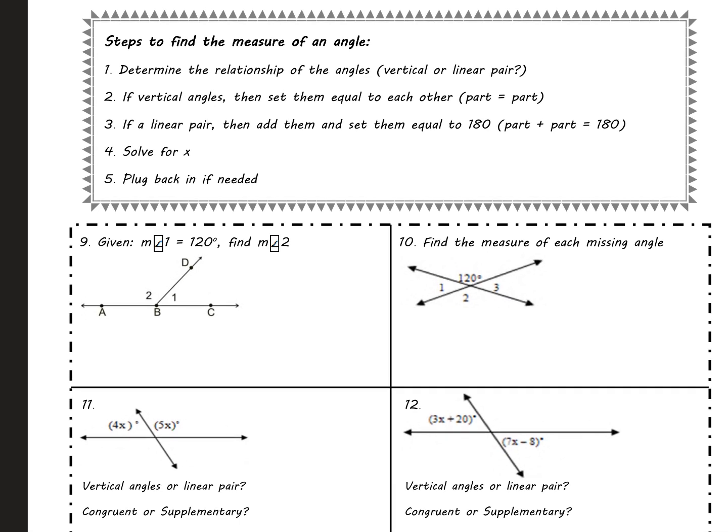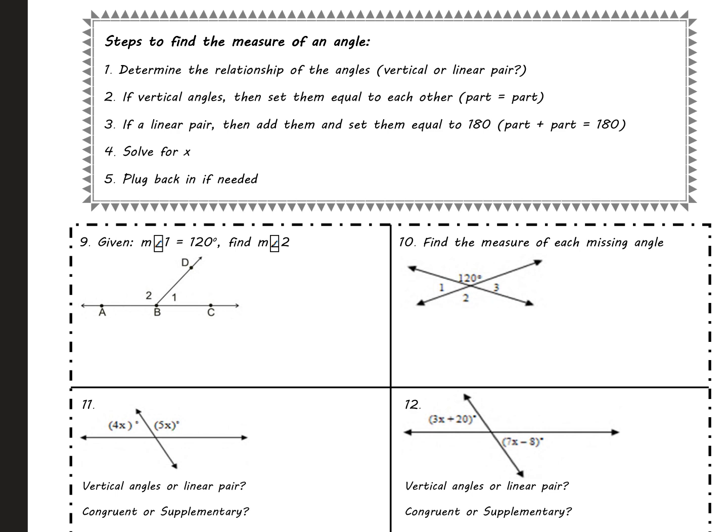All right, and then steps to finding the measure of angle. You need to determine what relationship of the angle that you're using. Are you using a vertical pair or a linear pair? Do you have a supplementary angle? Do you have a complementary angle? Those are the types of things that you're gonna have to use, all right?